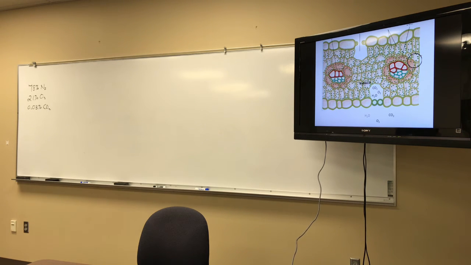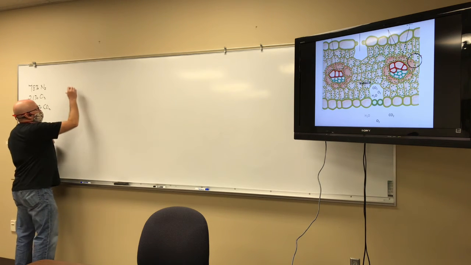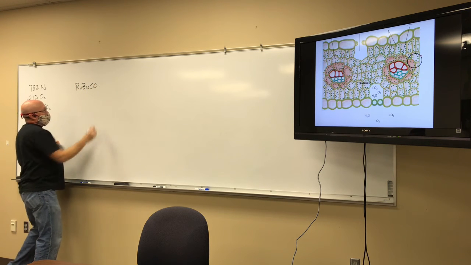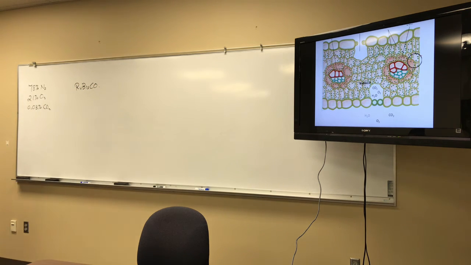Oxygen, though, is relatively abundant. So if you have something like Rubisco that acts as a carboxylase interacting with carbon dioxide and acts as an oxygenase, which interacts with oxygen, there's a lot more oxygen in atmospheric air to interact with than there is carbon dioxide. That presents a problem for plants.